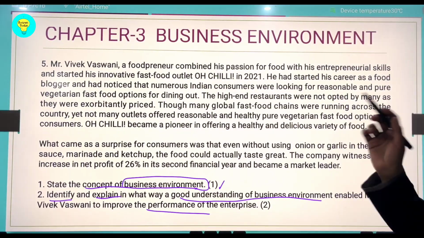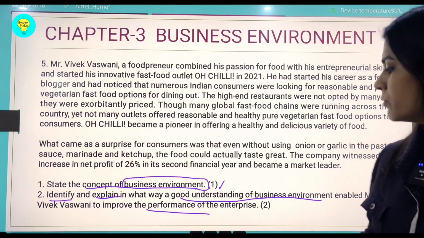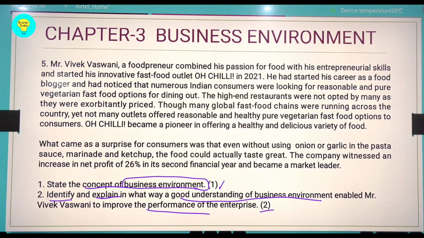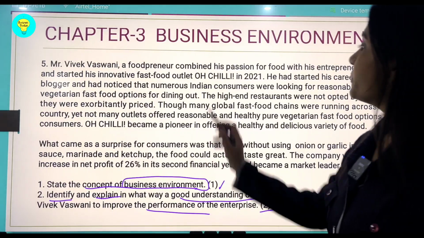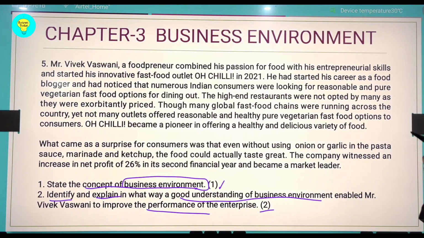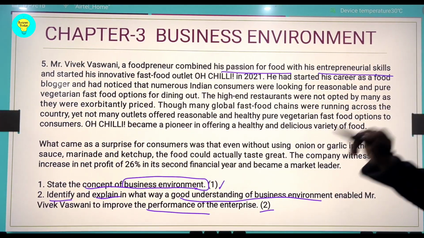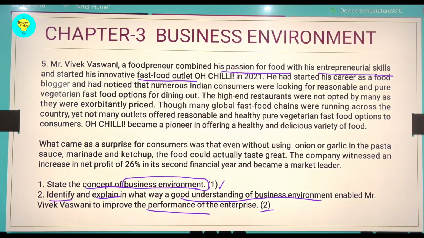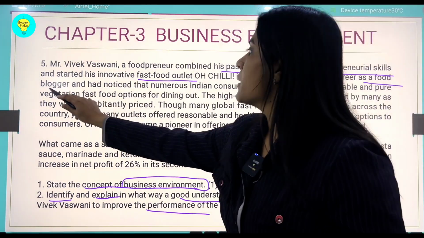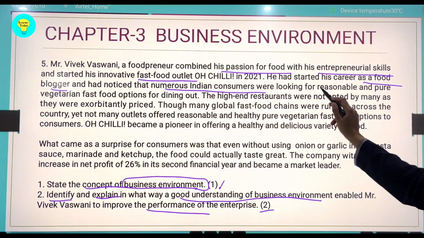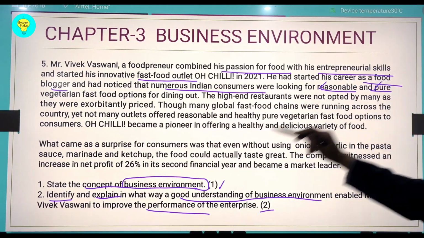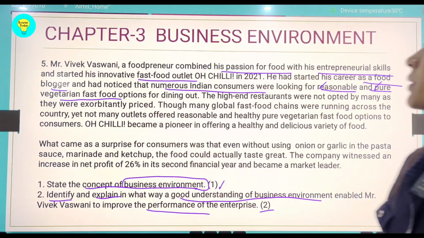Now let us see the case study from the beginning to answer the second part of the question, which carries 2 marks. Mr. Vivek Vaswani, a foodpreneur, combined his passion for food with his entrepreneurial skills and started his innovative fast food outlet. So passion for food has been combined with entrepreneurial skills, and he has opened a fast food outlet, O Chill, in 2021. He had started his career as a food blogger and noticed that numerous Indian customers were looking for reasonable and pure vegetarian fast food options for dining out.